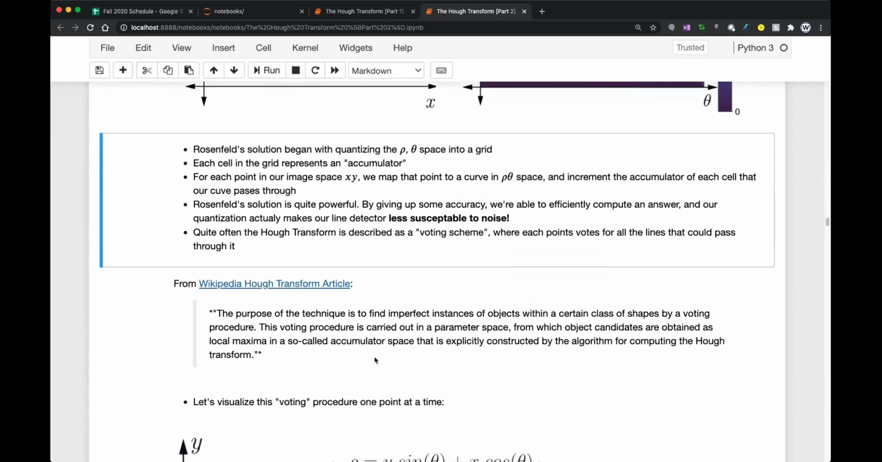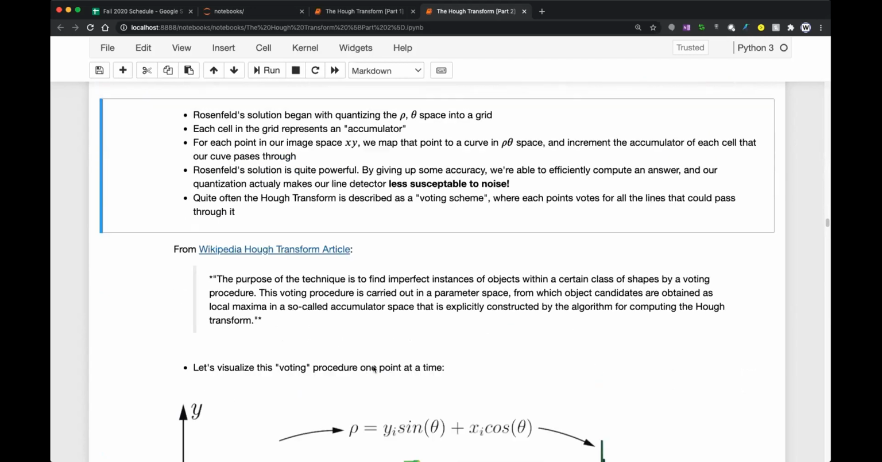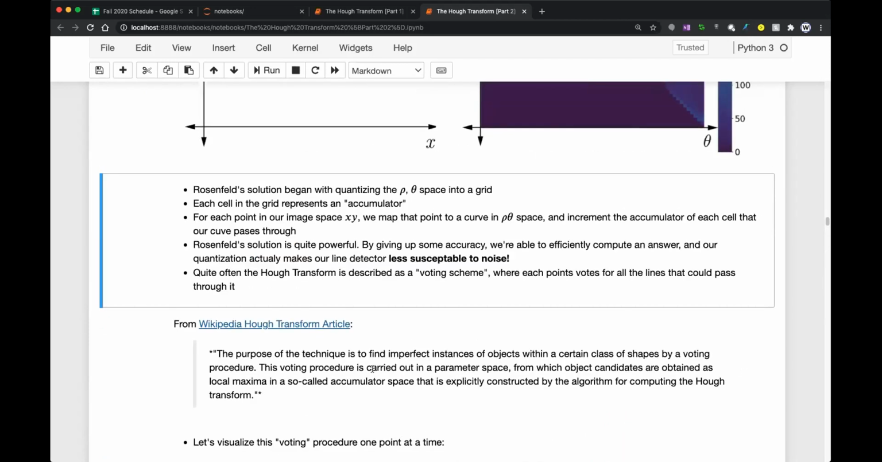So let's see, do I want to talk about the Wikipedia definition? Maybe we'll go straight to the animation. Well, no, let's talk about this for one second. So let me read through this.